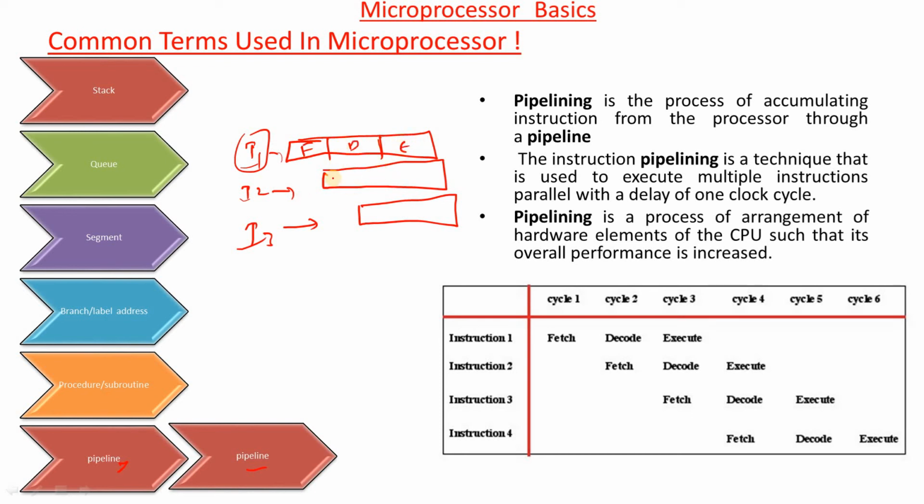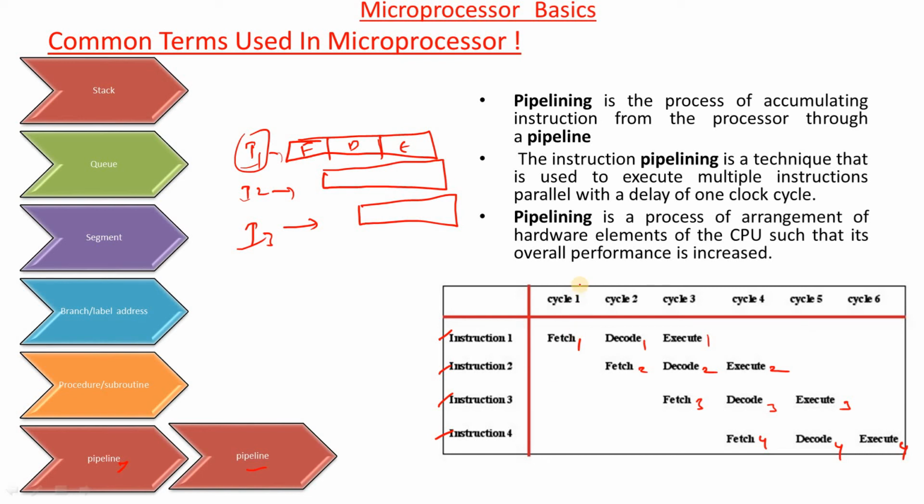The same representation, we are going to see in tabular form. Say instruction 1, instruction 2, instruction 3 and instruction 4. To execute instruction 1, that instruction must follow all these 3 cycles: fetch cycle, decode cycle, execute cycle. Simply it is written as fetch 1, that means instruction 1, decode 1, execute 1. Same as instruction 2: fetch 2, decode 2, execute 2. Like this, fetch 3, decode 3, execute 3. Fetch 4, decode 4, execute 4.